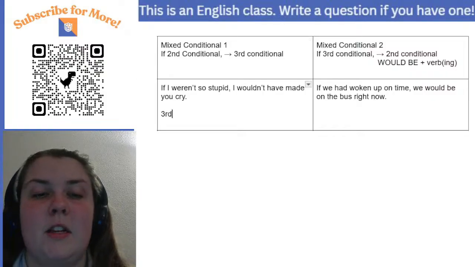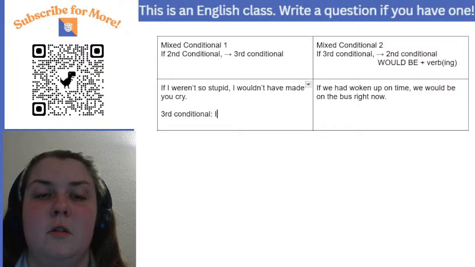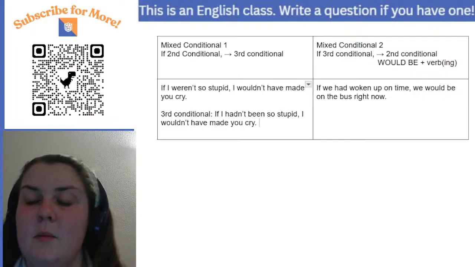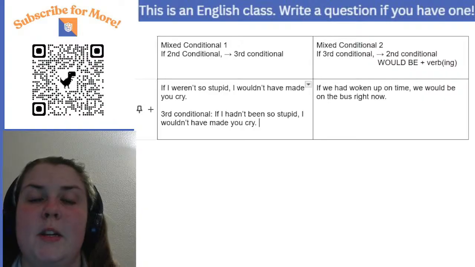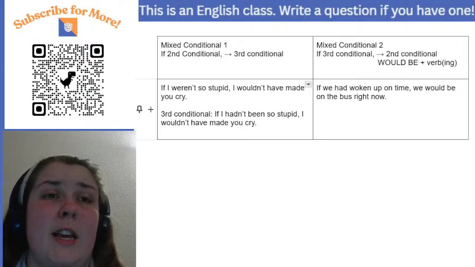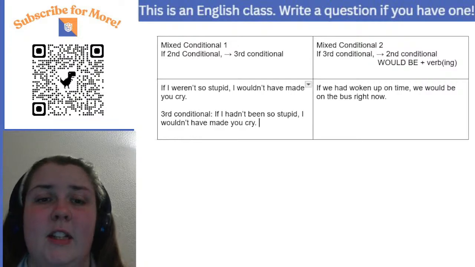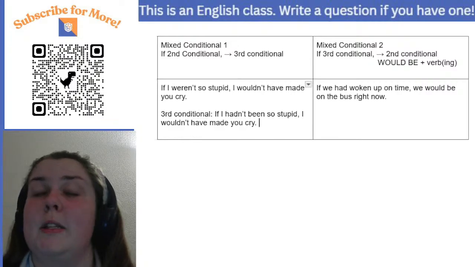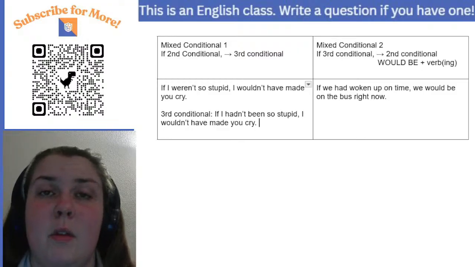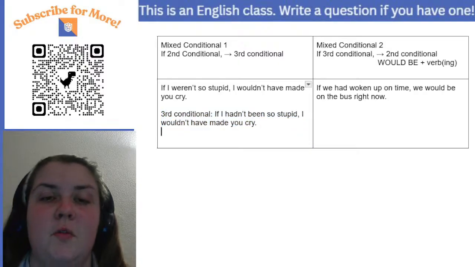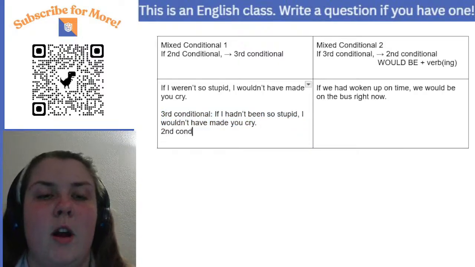Because if this sentence was just the third conditional, if I hadn't been so stupid, I wouldn't have made you cry. Is it possible to just be stupid in a moment? Some people would say that, yeah, it is possible to just be briefly stupid and have a lapse of stupidity or make a stupid decision. And yes, I would agree with that actually. So you could use the third conditional for that. Let's try with the second conditional.